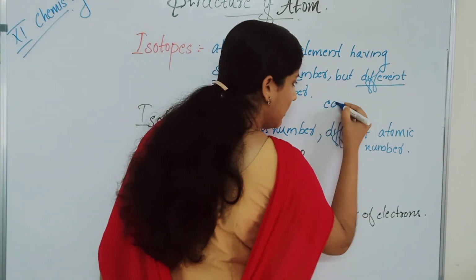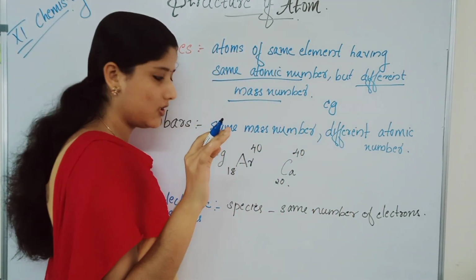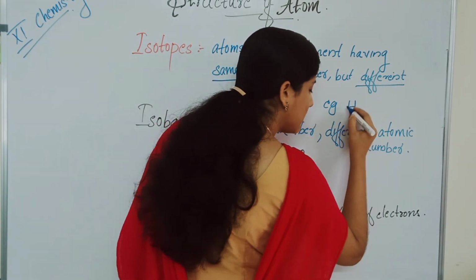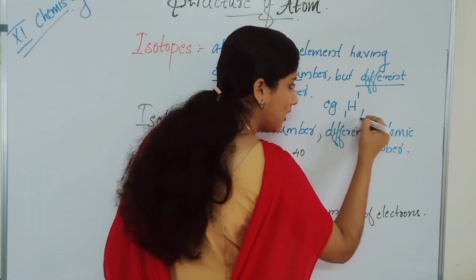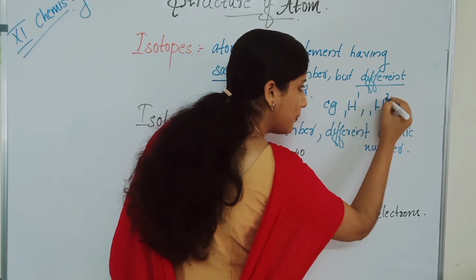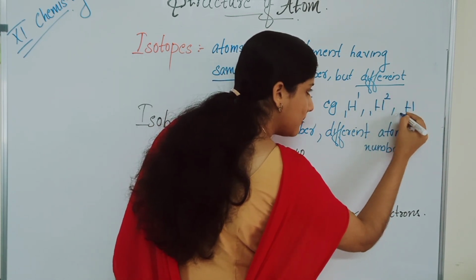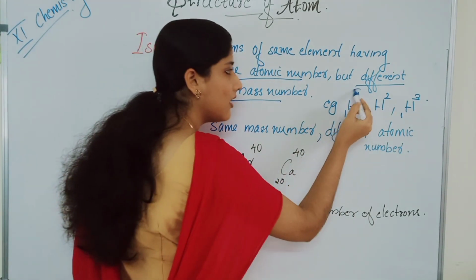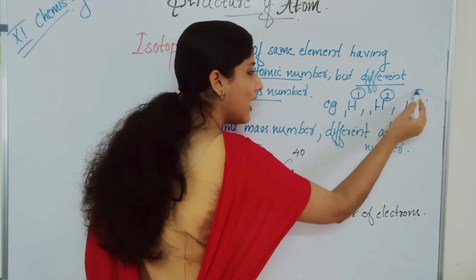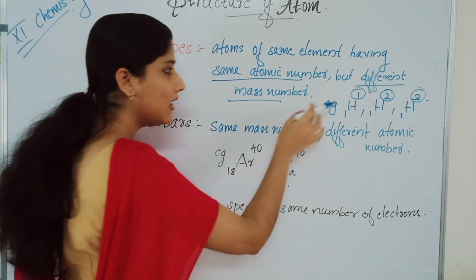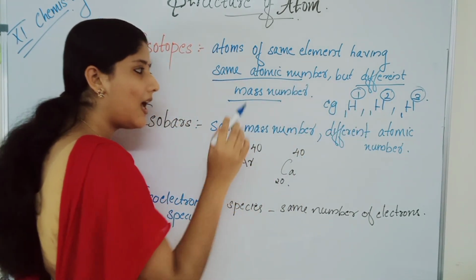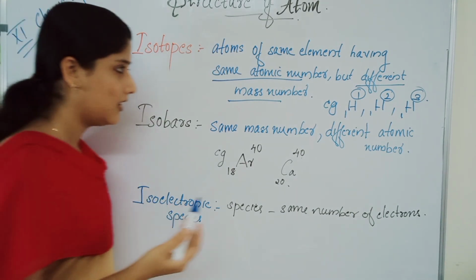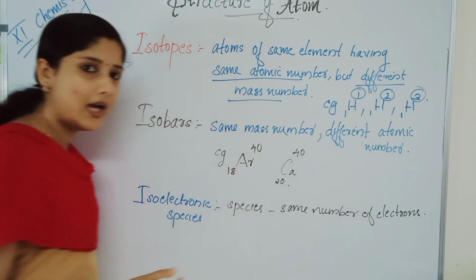For example, the isotopes of hydrogen. The isotopes of hydrogen are H11, H12 and H13. The mass is different, look here, but they are atoms of the same element. Each one is hydrogen, isn't it? They have the same atomic number but different mass number. These are the isotopes of hydrogen.